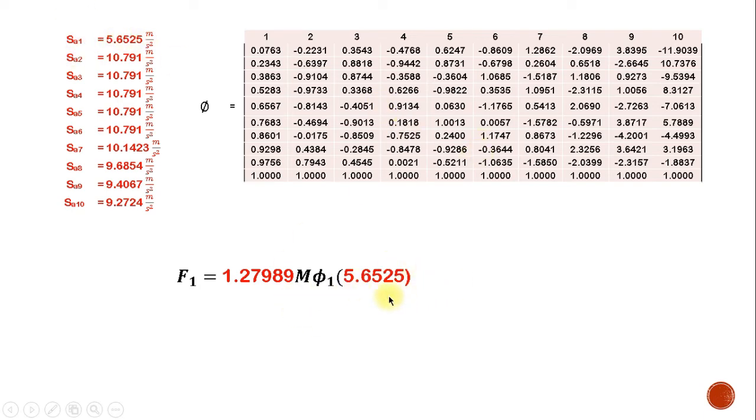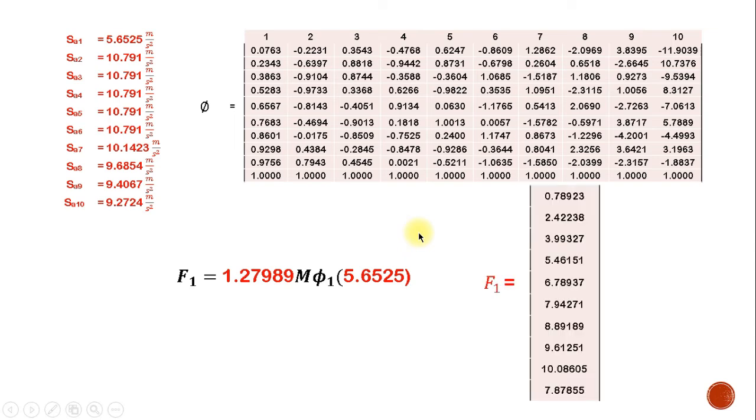This is the value of our V1 times 5.6525, or the spectral acceleration for mode 1. So the result of this is also a vector. So F1 is equal to this result. This means our first floor has a lateral force of 0.78923. For the second floor, 2.42238. And for the third floor, 99327, and so on. In our 10th floor, the uppermost floor, we have 7.87855 lateral force. So take note, these are all in kilonewton since our concern is lateral force. This is still mode 1 only.